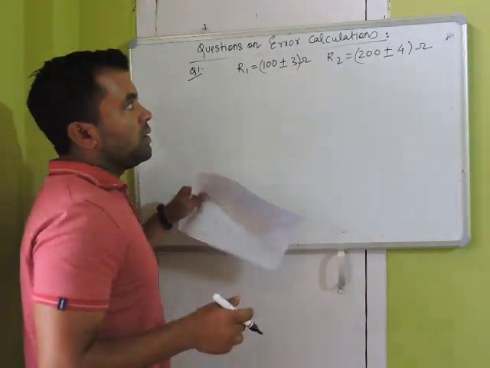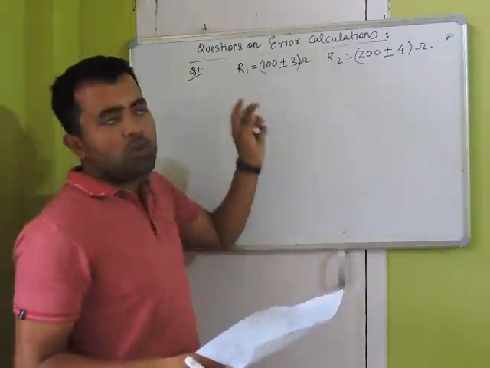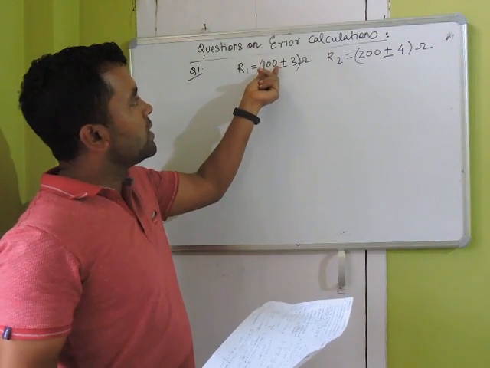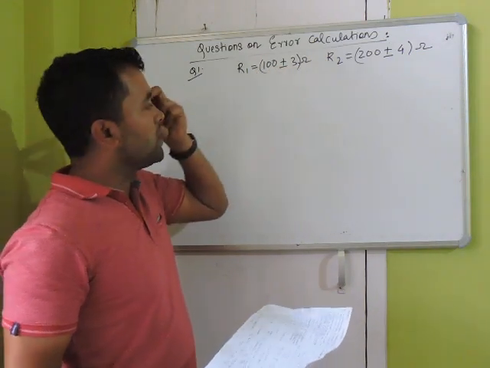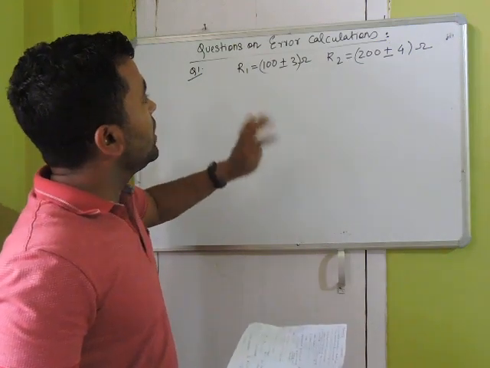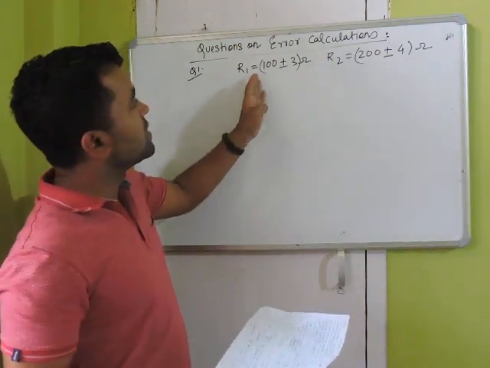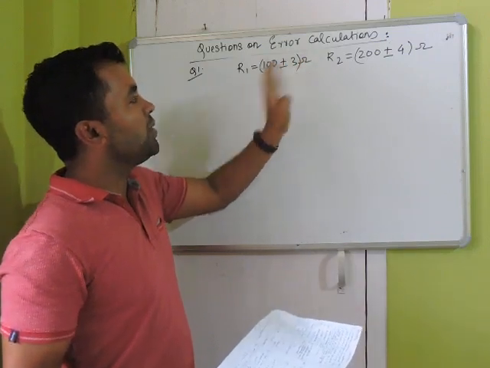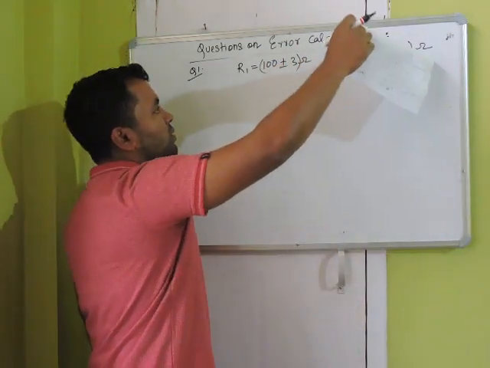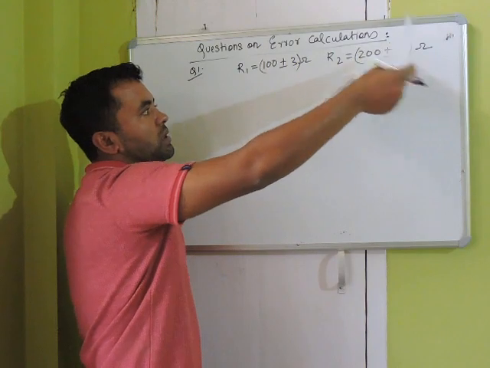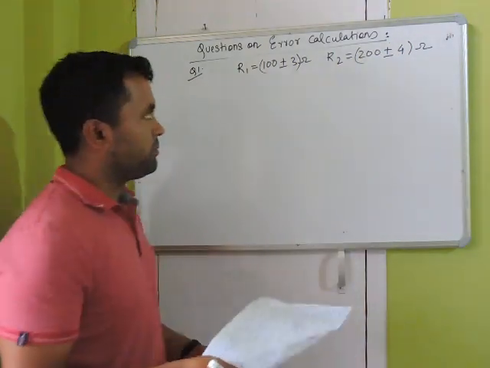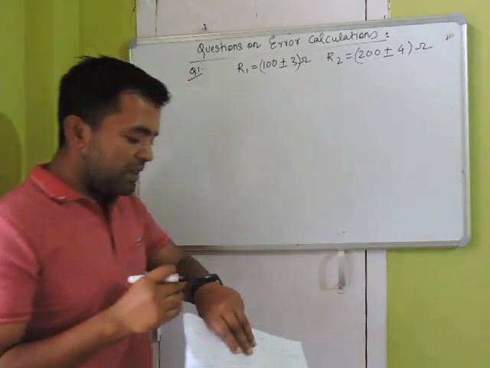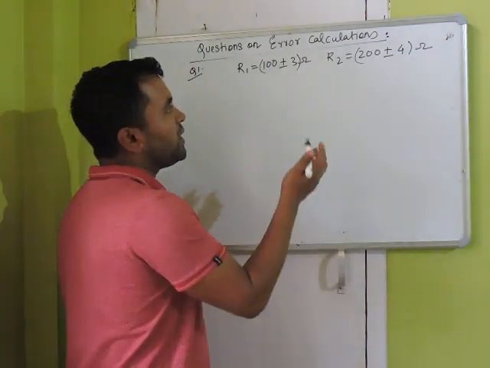Now, you know that any measurement, this is the result and this is the uncertainty in the result, right? In simple way, it means that this resistance may be 103, maybe 97, or in between, and this is 204 or 196, or between that, plus and minus. Now, if the question is, if you add them in series, what will be the equivalent resistance?